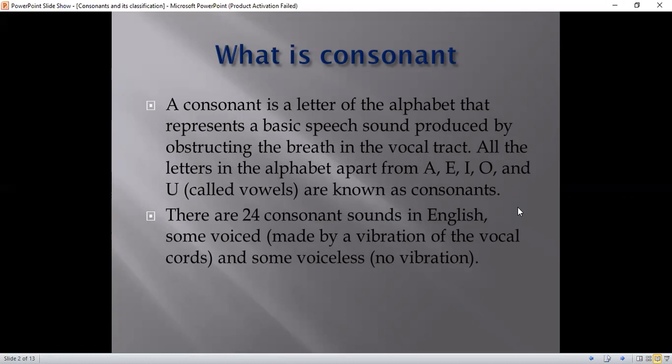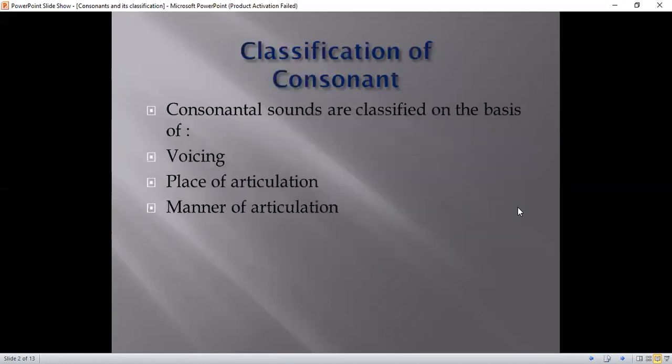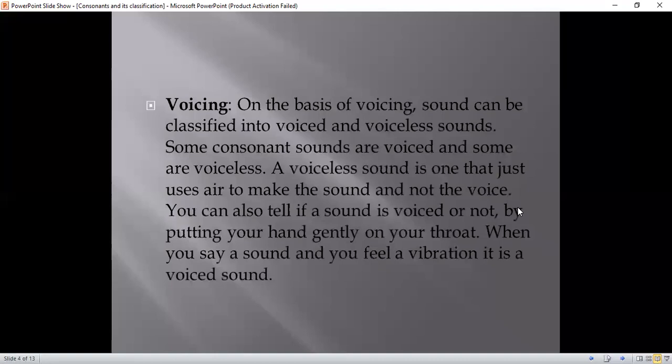There are 24 consonant sounds in English. Some are voiced and some are voiceless. So consonantal sounds are classified on the basis of voicing, place of articulation, and manner of articulation. So first we will take voicing.